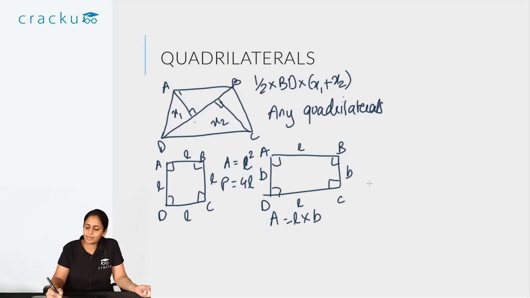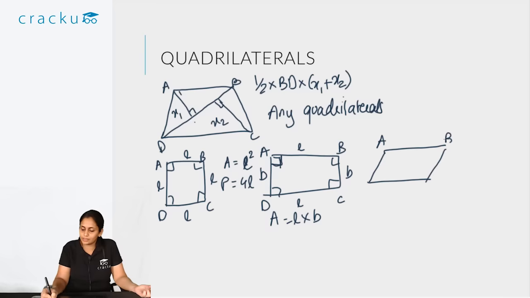Now suppose I relax the condition for 90 degrees as well, but I still require that the sides be parallel to each other. In this case, I get a parallelogram of this sort. So this is ABCD. In this case, this angle is equal to this angle. This angle is equal to this angle. These two angles are supplementary angles essentially. So if this is x, this is 180 minus x.